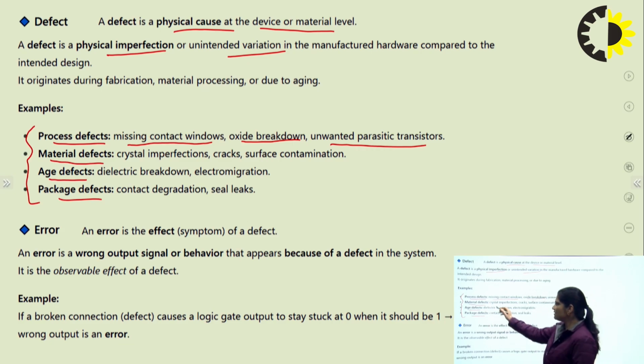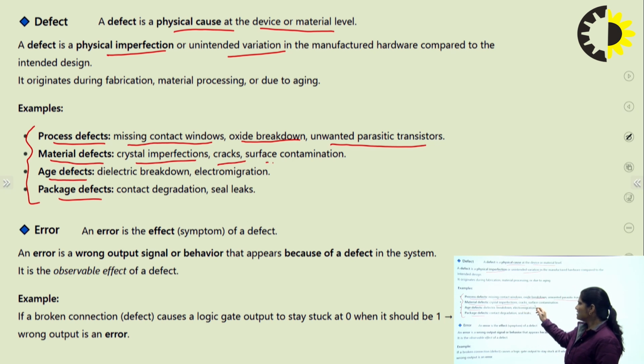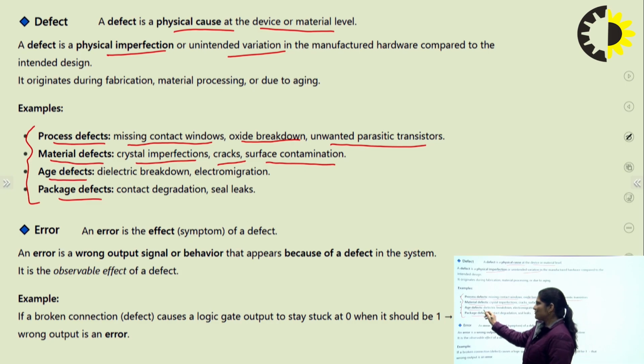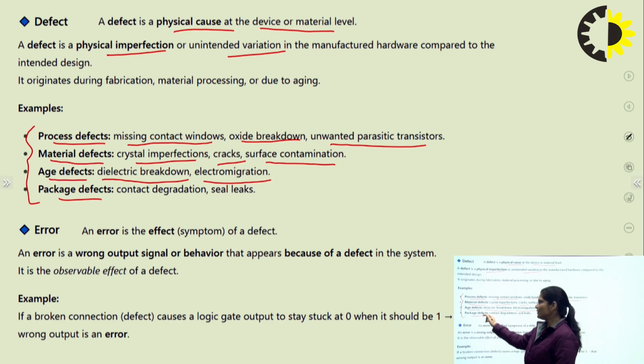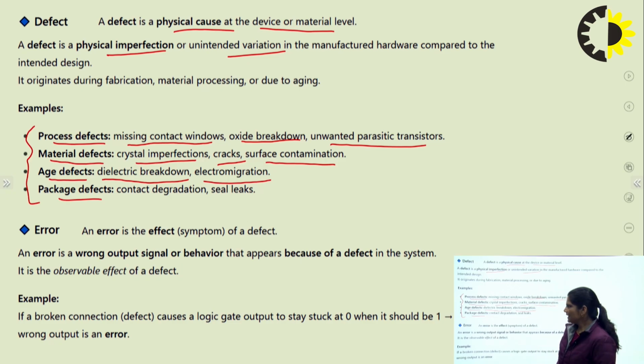If there is a crystal imperfection, cracks, or surface contamination, then you can say these types of defects are material defects. Now the next is age defects. If dielectric breakdown or electromigration is present in the device, then you can say that is due to age defects. Now the fourth one is package defects. If contact degradation or seal leaks are there, then you can say there is a packaging defect.